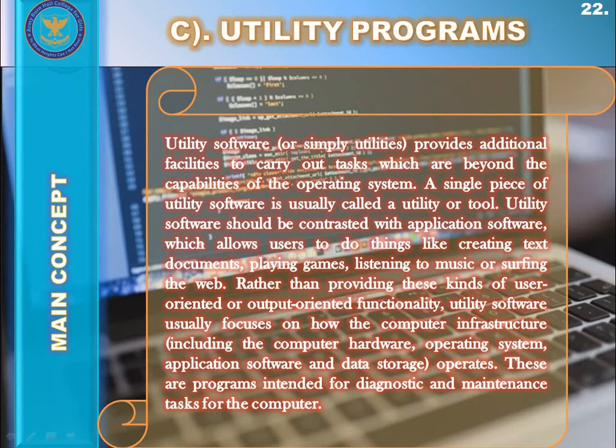I'm talking about the application software. That application software allows the user to do things like creating text documents, playing games, listening to music, or surfing the web. Rather than providing these kinds of user-oriented or output-oriented functionality, a utility program, a utility software, usually focuses on the computer infrastructure, including the hardware, operating system, software, and data storage.